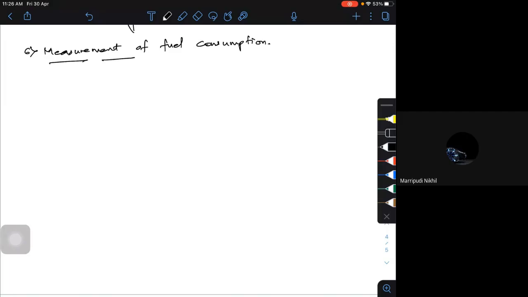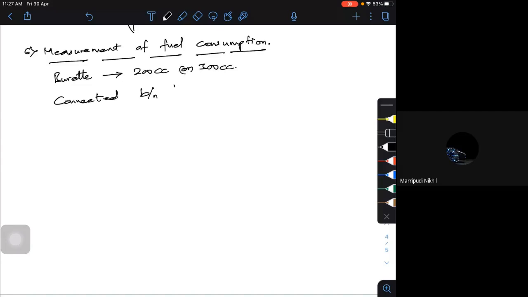So, measurement of fuel consumption. What we will be having is a device called a burette. A burette is of a particular capacity, maybe 200 cc or 300 cc, or 400 cc, it doesn't matter. This particular burette is connected between the fuel tank and the engine.